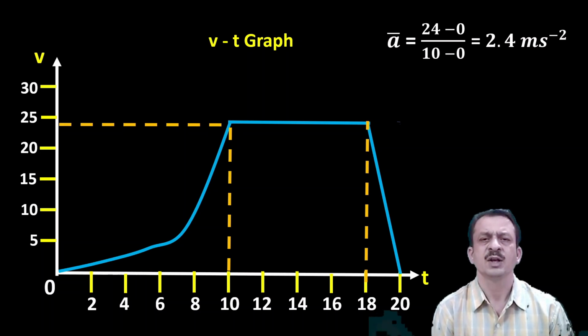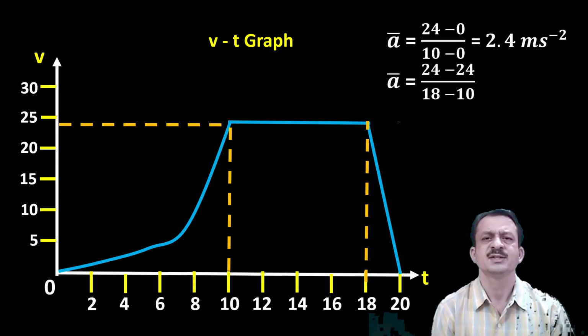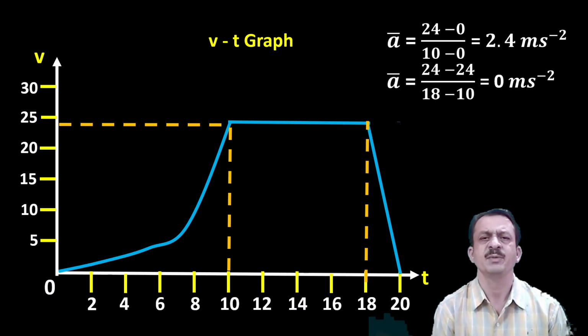Now in the second time interval t1 becomes 10 seconds. The initial time is 10 seconds and the velocity is 24 meter per second. The object is moving with a constant velocity up to the 18th second. Therefore t2 is equal to 18 seconds and v2 is once again 24 meter per second. Therefore the average acceleration in the time interval from 10 seconds to 18 seconds is given by 24 minus 24, because the initial velocity and final velocity remain constant, divided by 18 minus 10. It is found that the average acceleration is 0. Average acceleration is 0 in the second time interval.